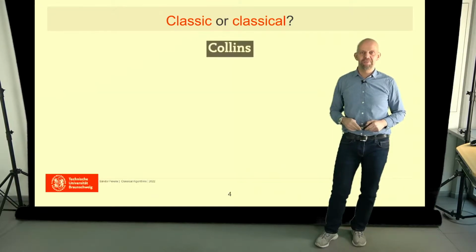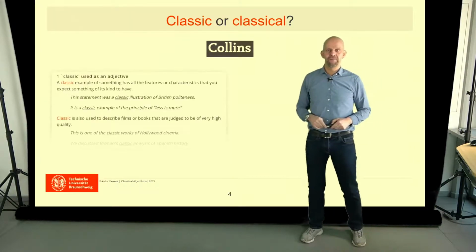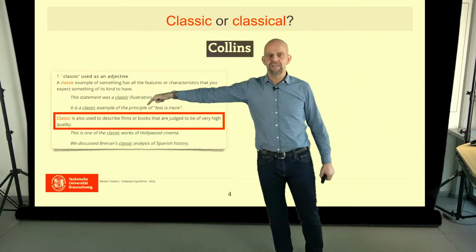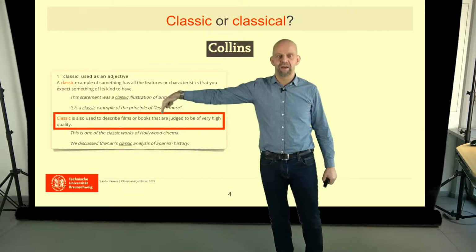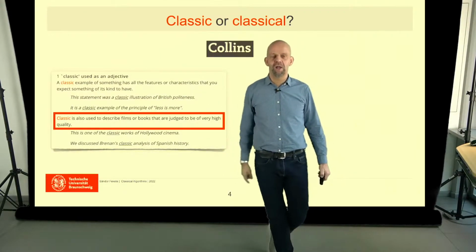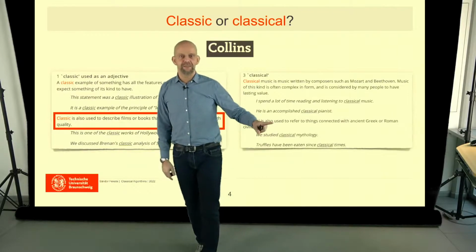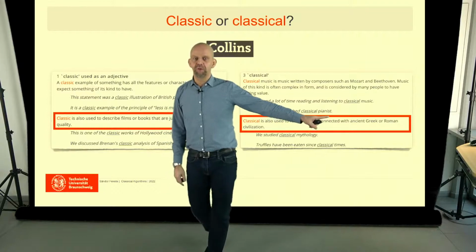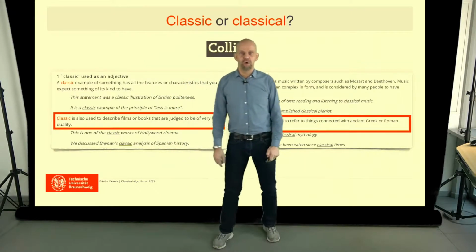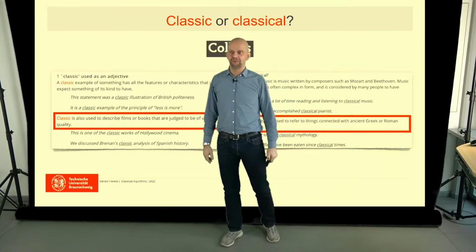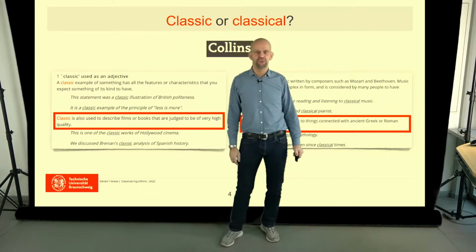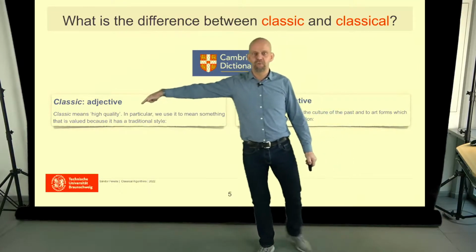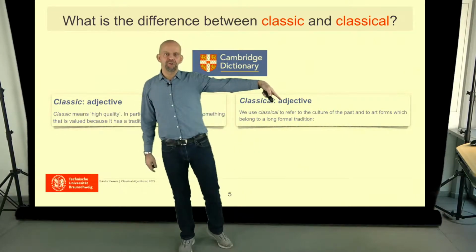When you look at what this means in a dictionary, then you see that classic is used to describe something which is judged to be of very high quality versus classical, which is something referring to the ancient Greeks or Romans. So what I'll be telling you about today is really old, like 2,000 years or older. If you look at a different dictionary, classic means high quality. Now that is maybe closer to what we are looking at.